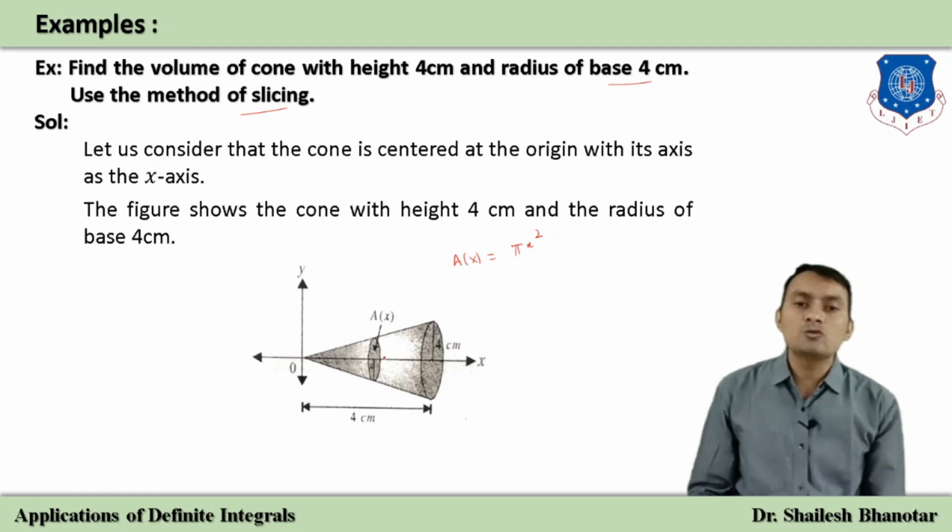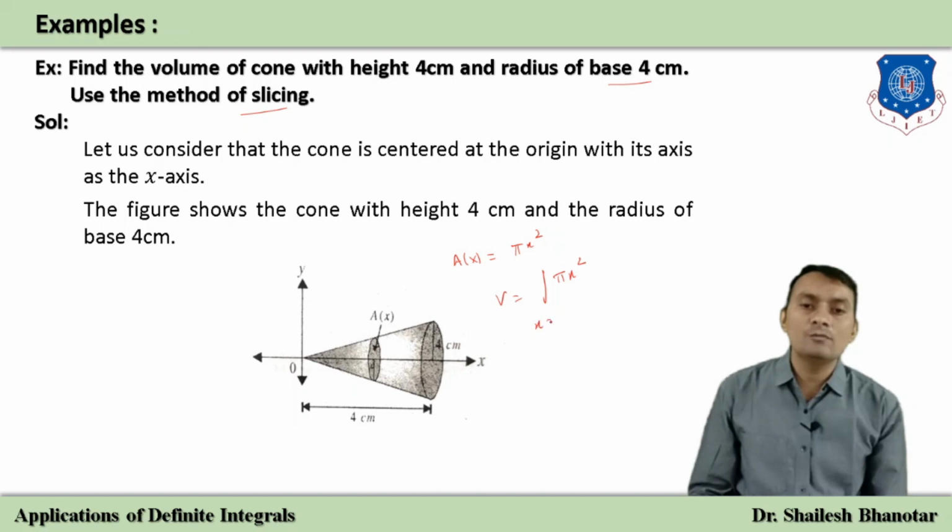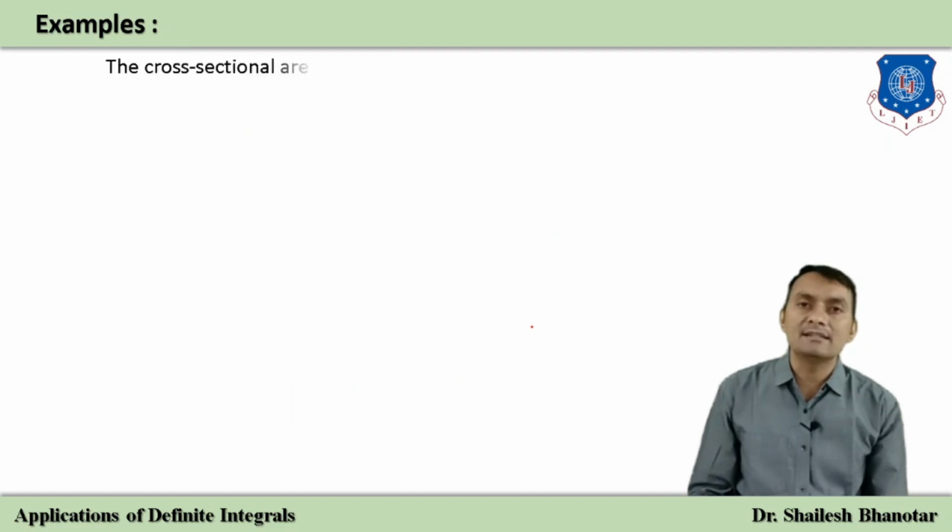When I assume a cross section perpendicular to the x-axis, the area A(x) will be pi x squared, from x equals 0 to x equals 4. So our volume will be the integral from 0 to 4 of pi x squared dx, and whenever you integrate, you will get the final answer.